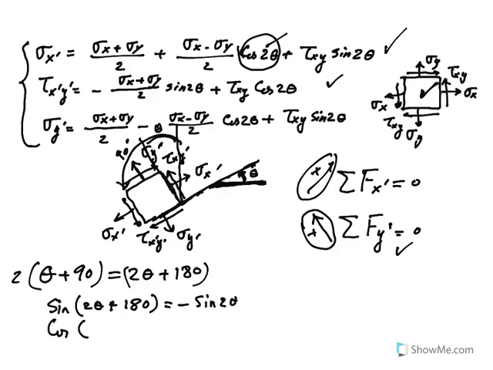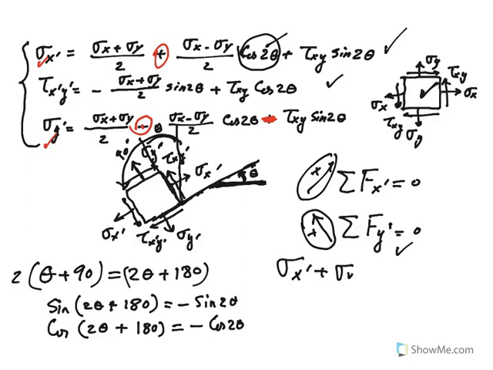And similarly, cosine of 2 theta plus 180, if you add 180 to an angle, it becomes minus cosine 2 theta. So notice that the only change between sigma x prime equation and sigma y prime equation is that this positive becomes negative and this one also becomes negative. Good thing I'm catching all these errors here. Okay, so one other thing I can show you is that if you add sigma x prime to sigma y prime, that should be the same as sigma x plus sigma y.